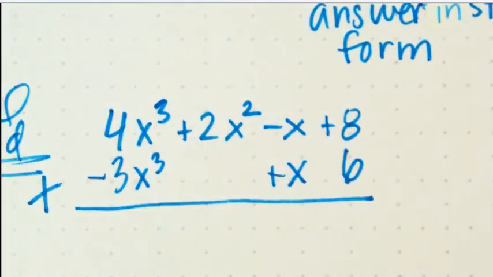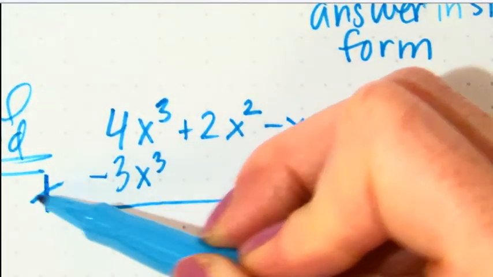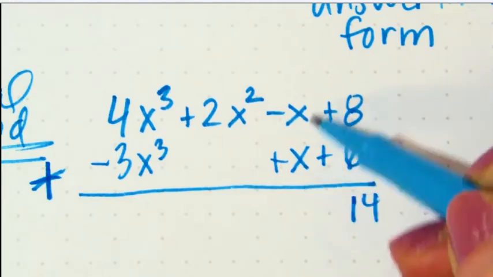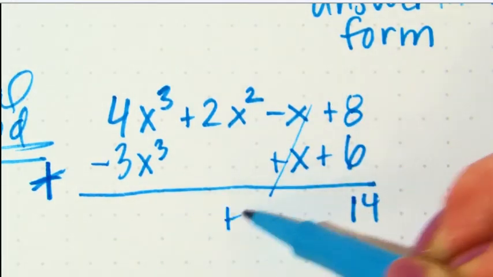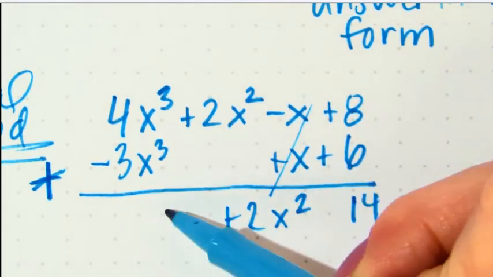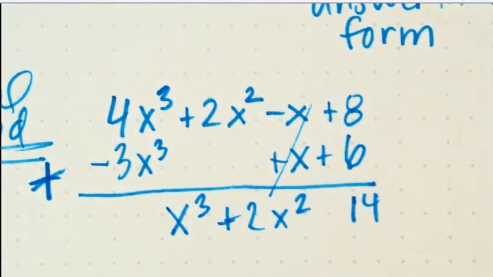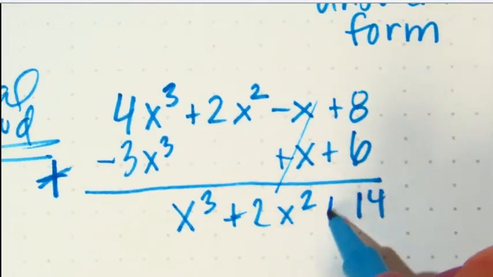And I'm going to add vertically. That's a plus sign. So I get 14, those cancel, plus 2x squared, x to the third. There's a plus sign after 2x. Thank you. Don't forget the plus sign.